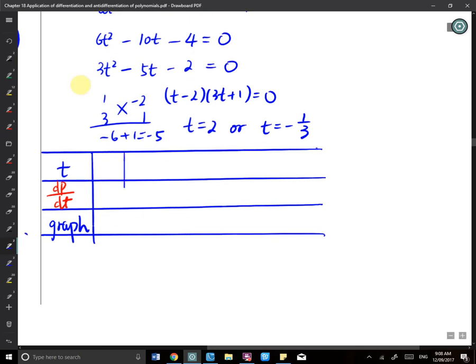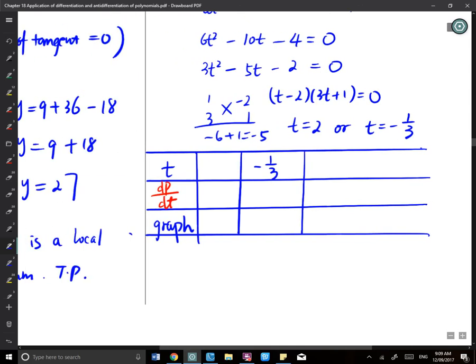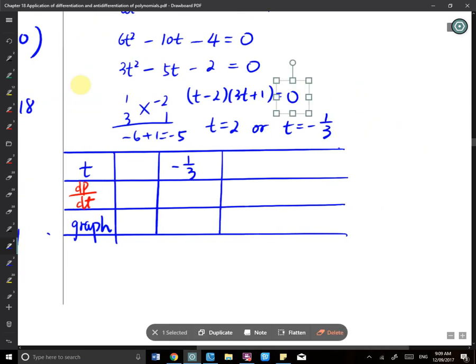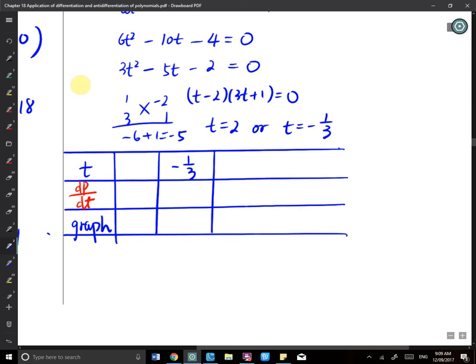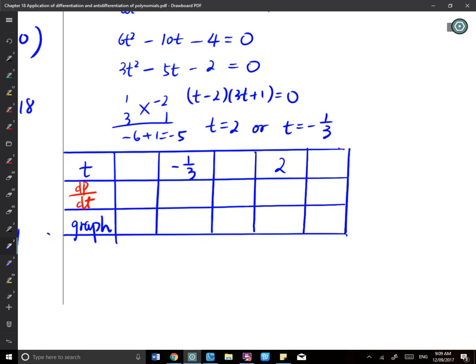First one always empty. And then you write the second, like the next smaller number, which is negative a third. And then you put next one empty. And you put the next number in, which is 2. And it needs to leave the right hand side empty. Okay, so you set up a table like that first. Negative a third and 2.